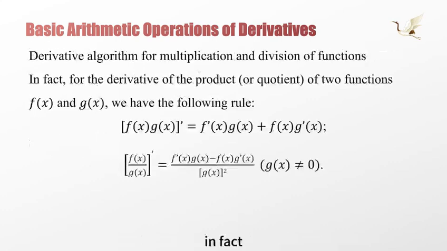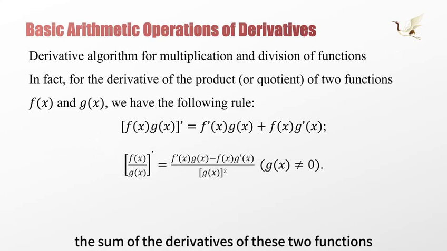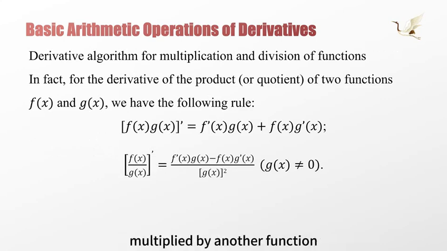In fact, we have the following rule for the derivative of the product or quotient of two functions. First, let's take a look at the product of two functions. The derivative of the product is equal to the sum of the derivative of each function multiplied by the other function.